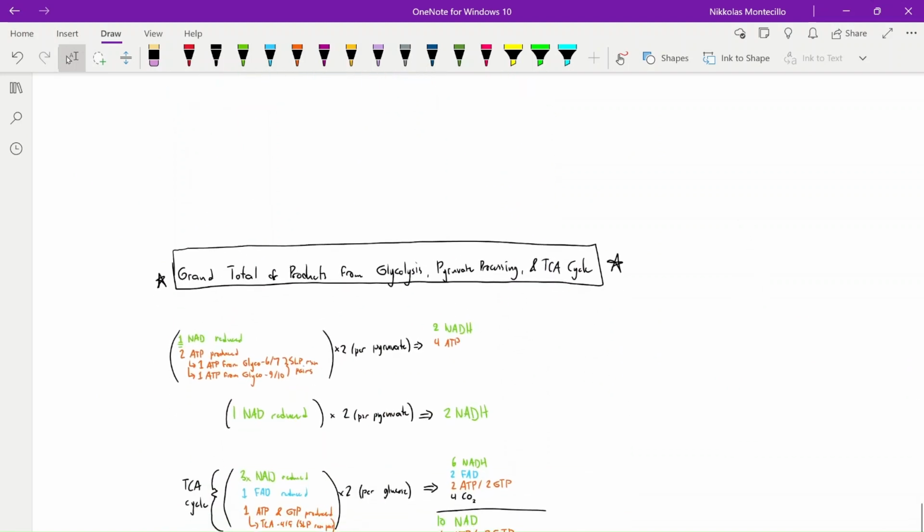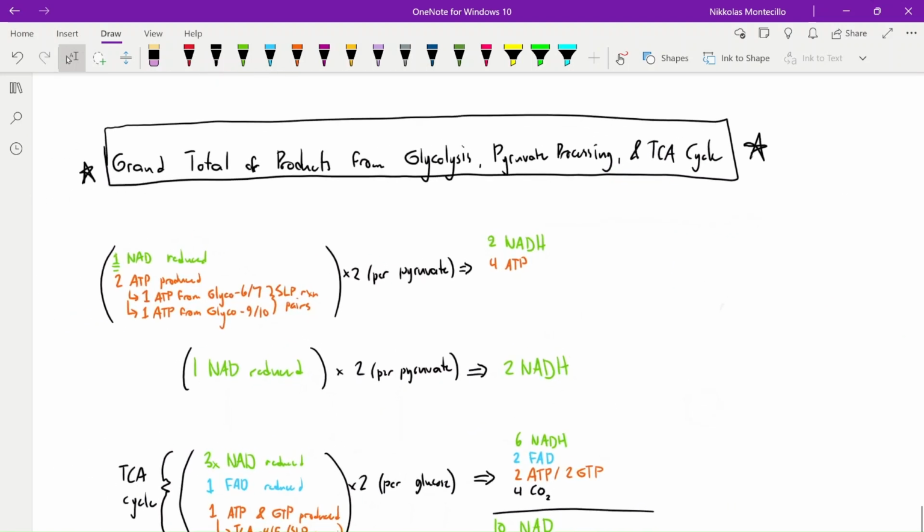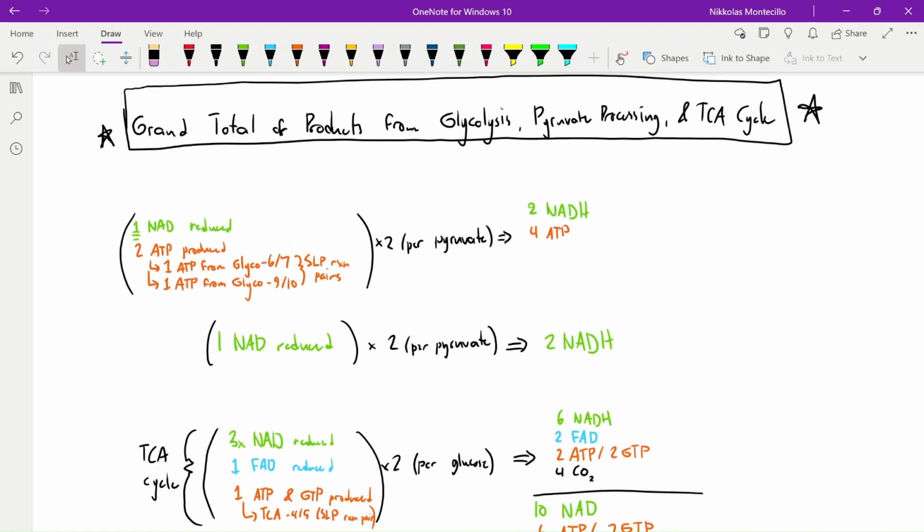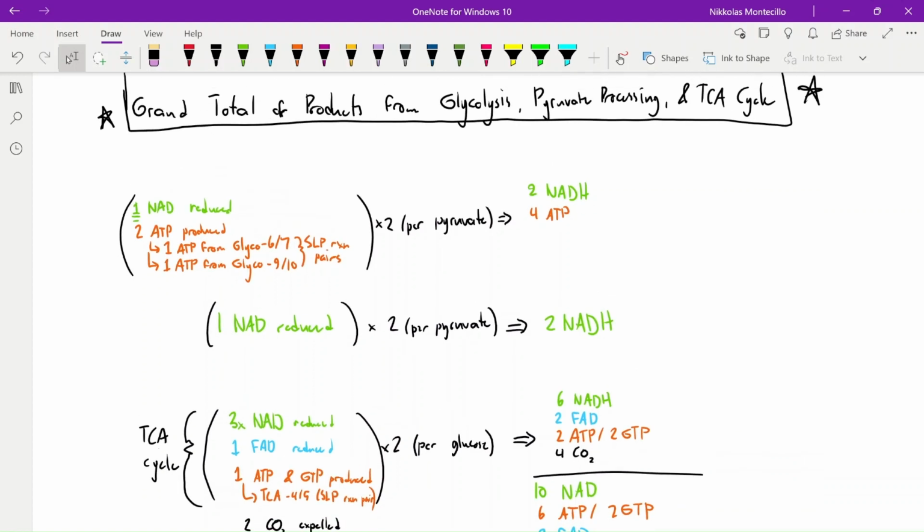Now, let's take a look at the grand total. So 1 NAD reduced per pyruvate. So if we consider all the electron carriers and all the ATP produced from glycolysis, pyruvate processing, and the citric acid cycle, we see here that in total there are 10 NAD carriers reduced, 6 ATP or 2 GTP molecules produced, and 2 FAD molecules reduced.